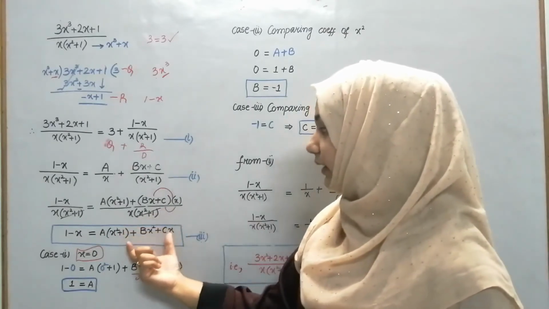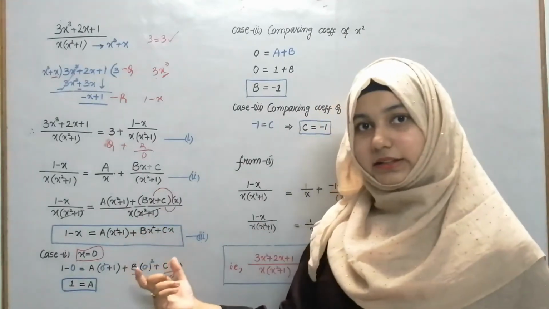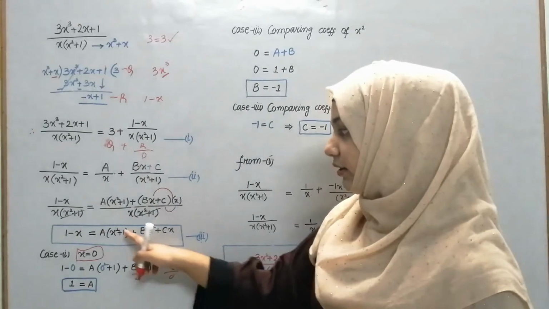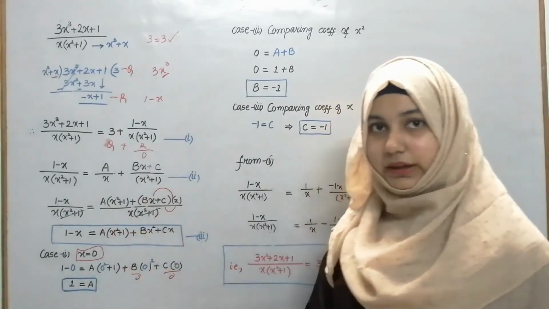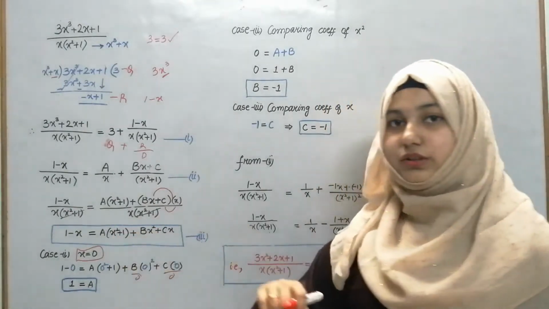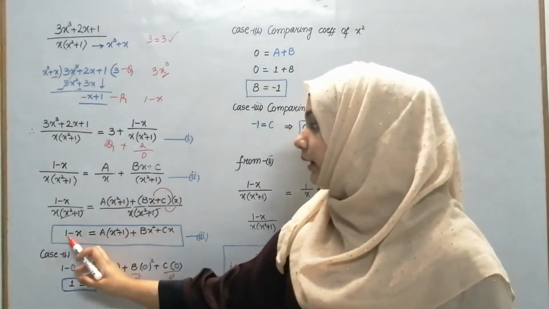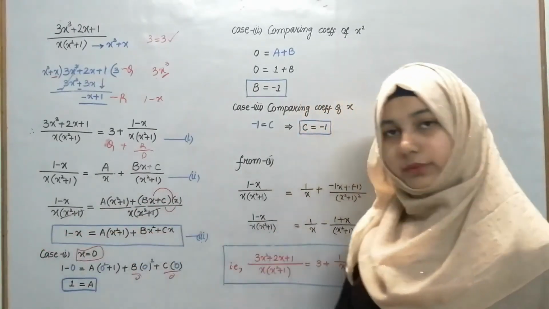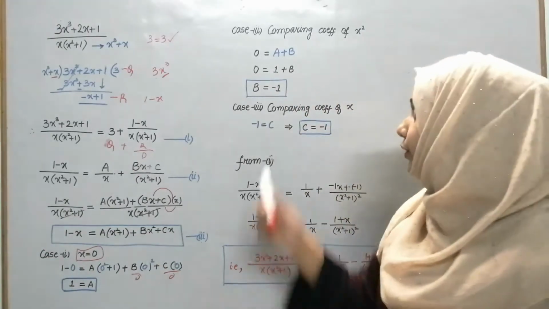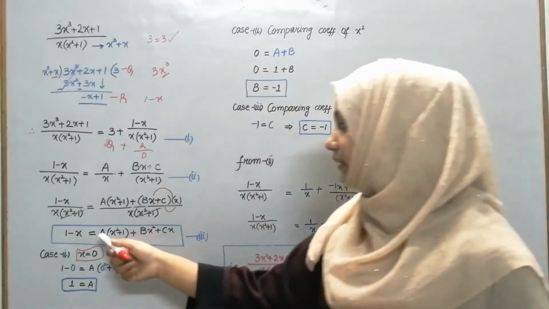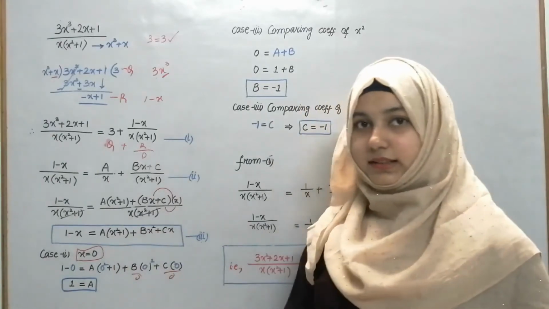In this equation, what is the variable with the highest degree? The highest degree in this equation is square, right? x square is the variable. So we'll compare the coefficients of x square on both the sides. See here, case 2. Do I have any x square term on the LHS? No. So 0. On the RHS, a into x square is ax square.